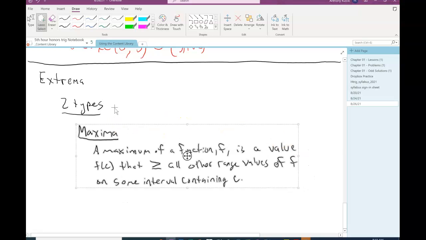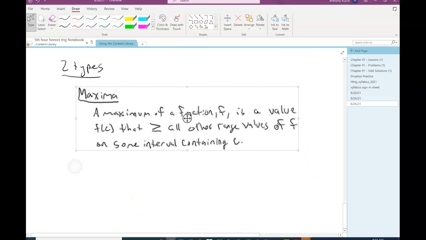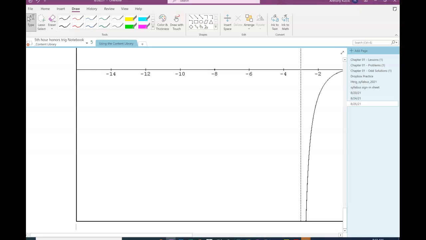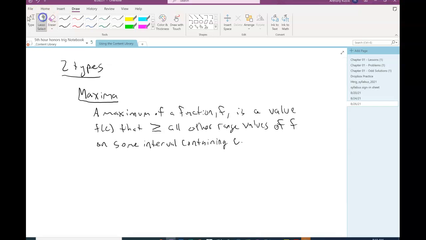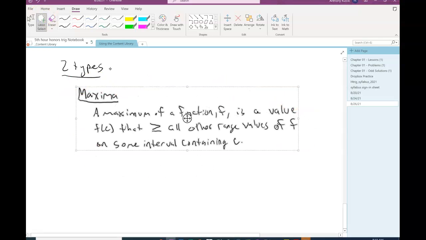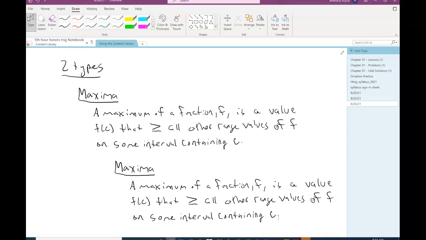Really, again, maxima is the plural for the word maximum. Oh boy. What happened here? I thought I copied this. We also have minima, again, which is the plural for the word minimum. What's going on here? There we go.